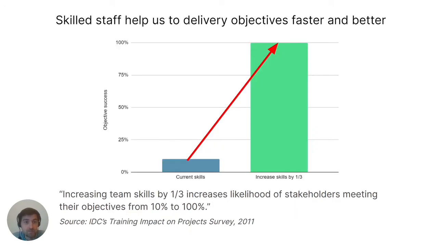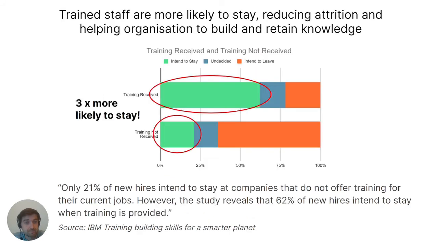Skilled staff help us to deliver objectives faster and better. An IDC training impact report showed that increasing team skills by a third increases the likelihood of stakeholders meeting their objectives from 10% to 100%, a huge increase as a result of their team having the skills they need.